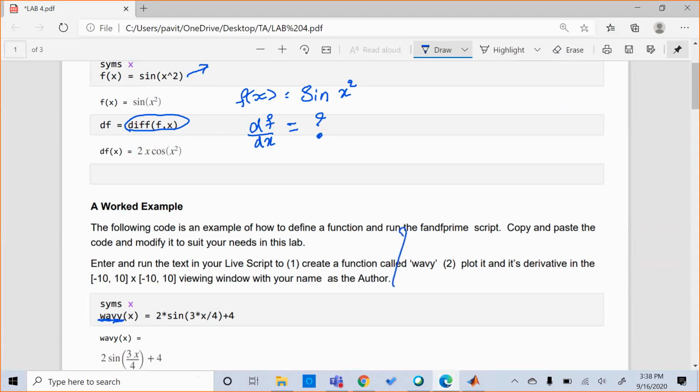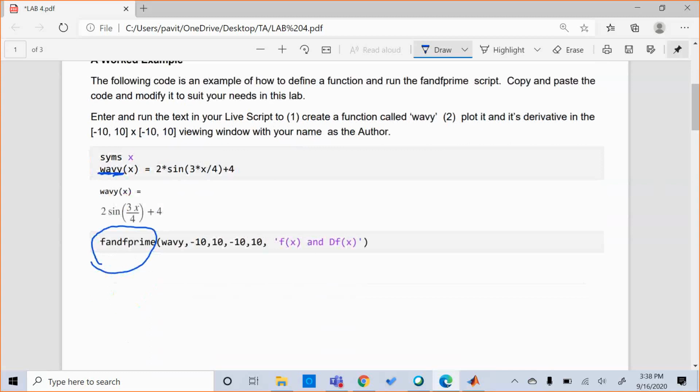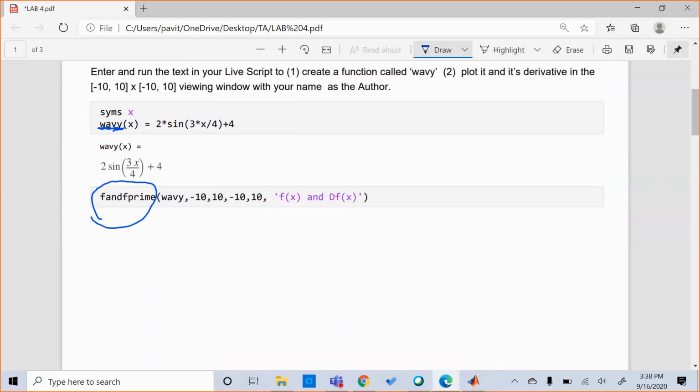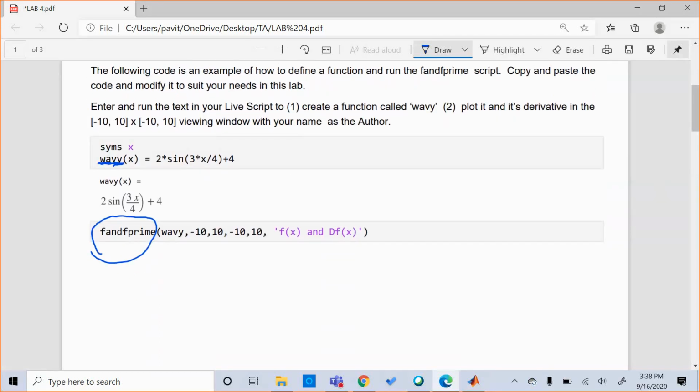Okay. And then, what is asked is, you have a function and you will have to find out the derivative of that function in this window. Okay? And give the name for a plot. I gave it as f of x and derivative of f of x. You can give your name or anything you want. You can give it as graph 4.